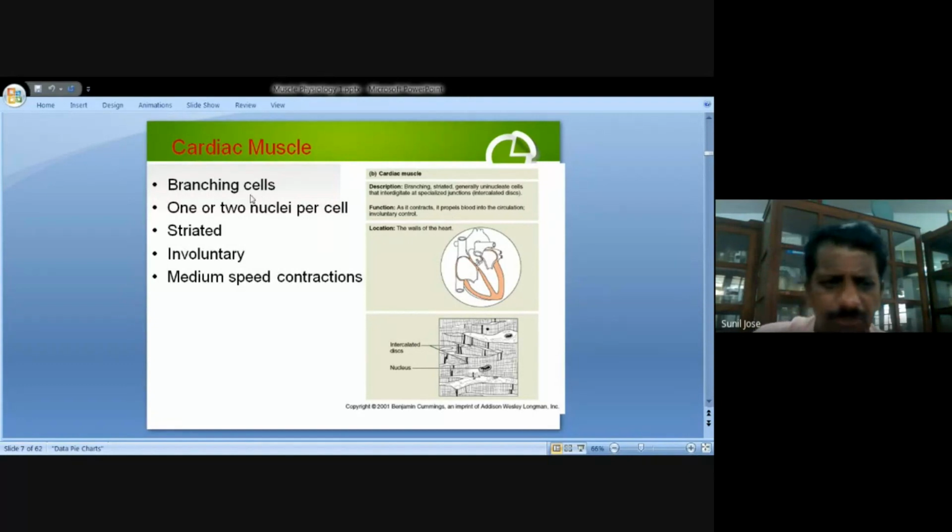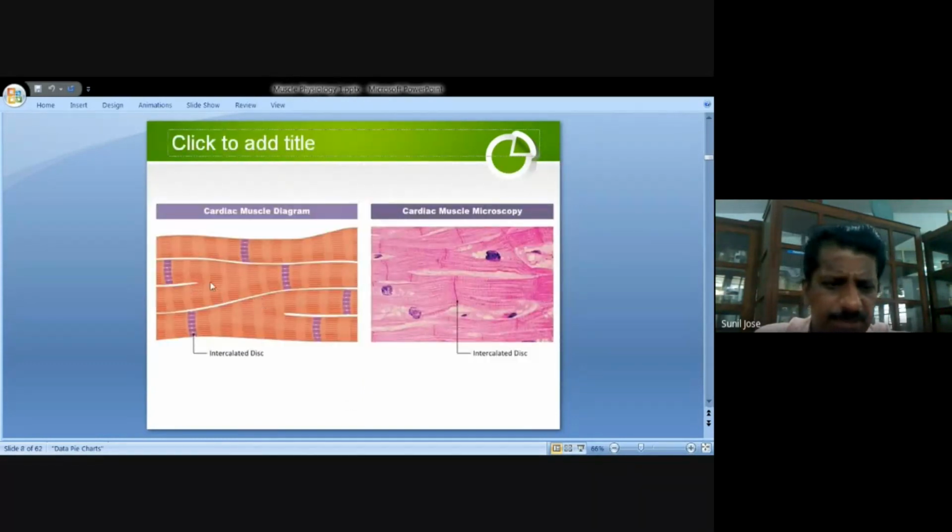Now, in the case of a cardiac muscle, they are formed of branching cells. Here you can see that. This is the nature of the cardiac muscle. They are formed of branching cells. Here this is a branching. So this type of branching cells is a characteristic feature of cardiac muscle.